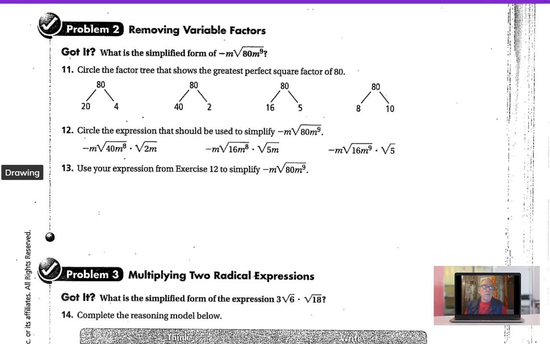Moving variable factors. A lot of times when you have a number like 80, you want to find the biggest perfect square that goes into 80. So I'm thinking about 2 times 2 is 4, 3 times 3 is 9, 4 times 4 is 16, 5 times 5 is 25, 6 times 6 is 36. That's about as far as you need to go. You got 100 out here for the 10 times 10. And 16 times 5 makes 80, which is going to be this one.